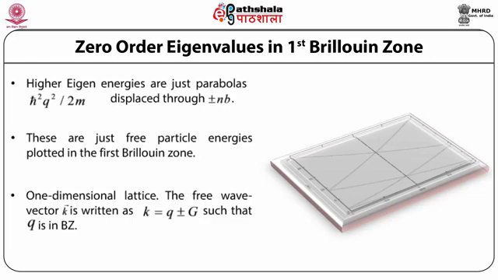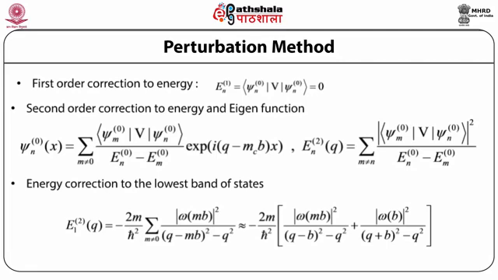So as you can see from here, these eigenvalues are simply kinetic energies. The free wave vector k is written as k equal to q plus or minus g, such that q is in the first Brillouin zone. Now we examine the effect of the lattice potential by the standard perturbation method, by regarding the potential as weak.